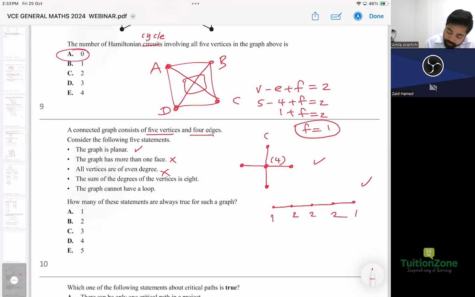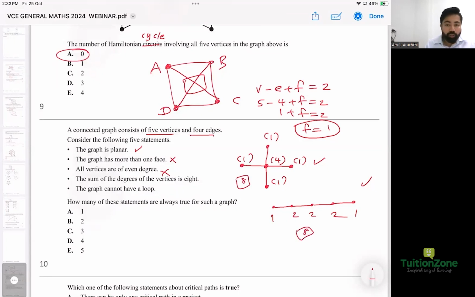And the fourth option, the sum of the degrees of the vertices is 8. Double check that. These are all 1s. So if you add them up, it equals 8. That's true. This equals 8 as well. So it looks like they all add up to 8. The sum equals 8. Looks good to me.